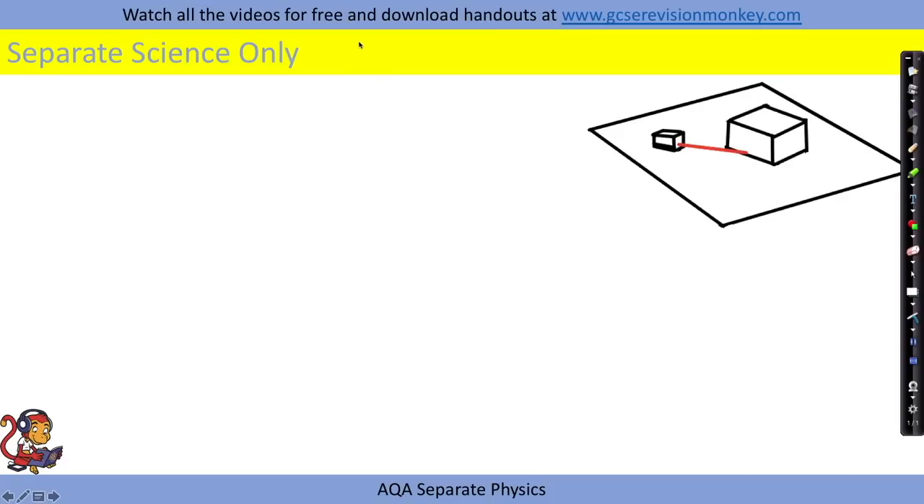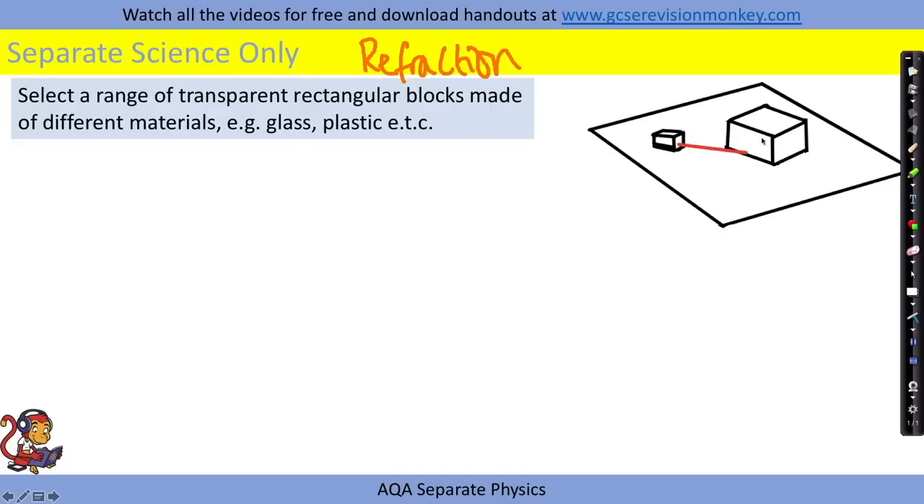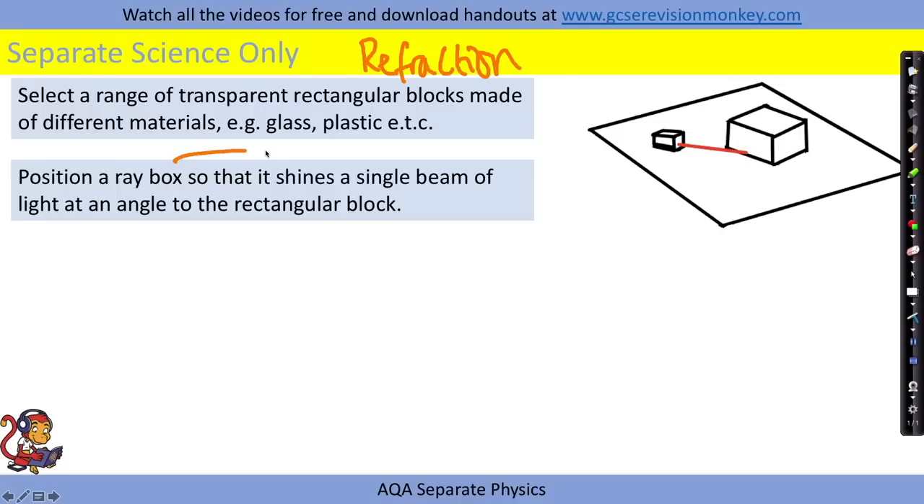We looked at reflection before. This time we are going to look at refraction, which is the bending of light as it goes through a different medium. We will select a range of transparent rectangular blocks made of different materials, for example different plastics and different types of glass. We then position a ray box so that it shines a single beam of light at an angle to the rectangular block. So this is our incident ray going in here.